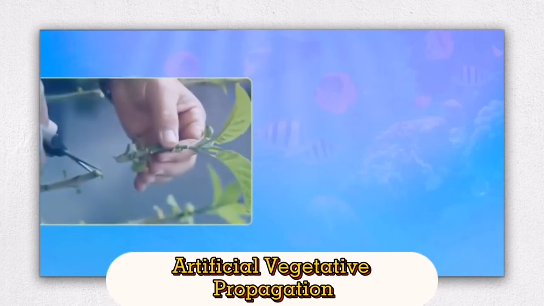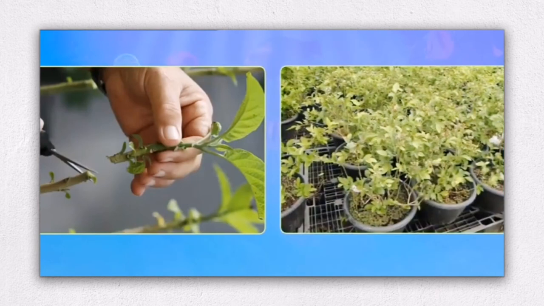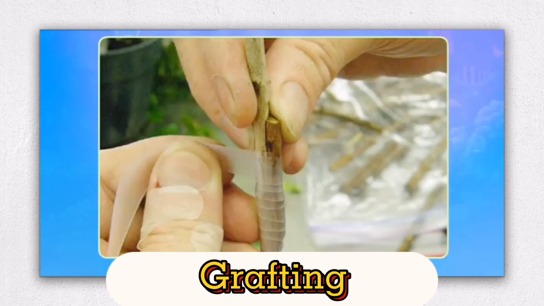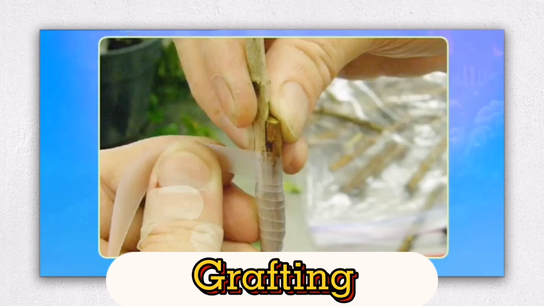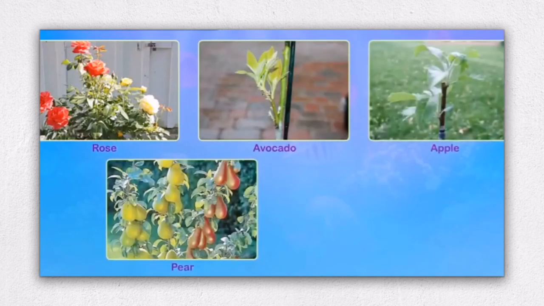Artificial vegetative propagation. Man has used various methods of vegetative propagation to grow new plants in huge numbers. Grafting is one such method used in the commercial growth of plants like rose, avocado, apple, pear, and peach.